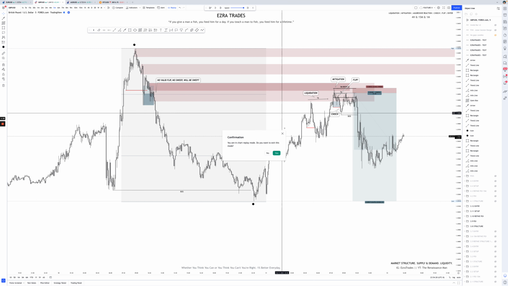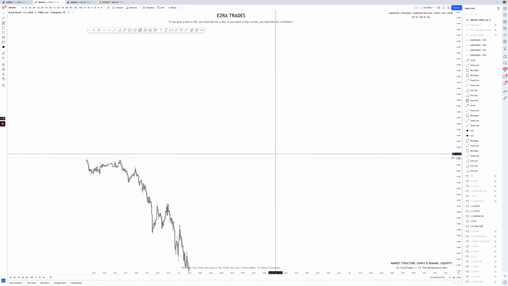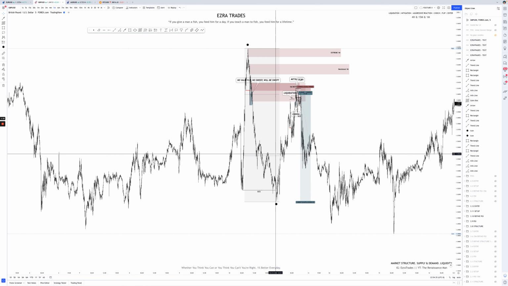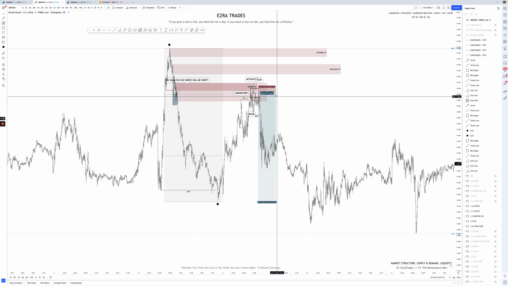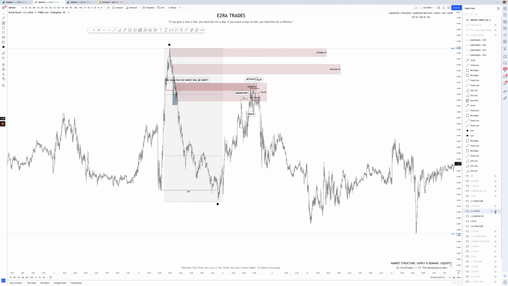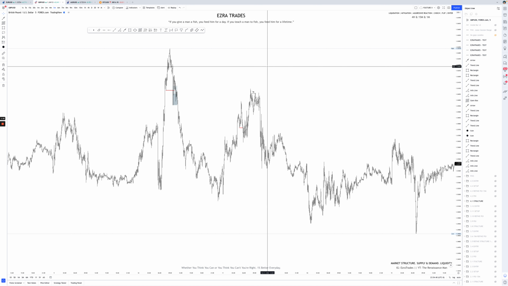Did it hit? Let's see. Go back to that level. And it broke structure and hit take profit. 21 plus R, right? Hopefully these examples are making sense to you. I'm just trying to really go into the basics of these entries here.